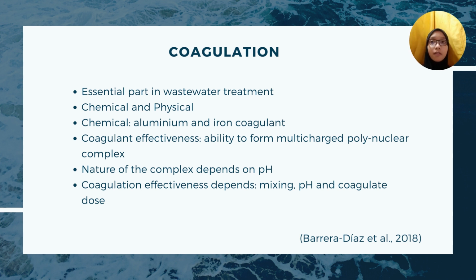It has chemical and physical coagulation. For the chemical, the one that we usually use in a factory is aluminium and iron coagulant. Coagulant effectiveness can be described as the ability to form multi-charge polynuclear complex. So the nature of the complex usually depends on the pH of the substance, and coagulation effectiveness will depend much on the mixing, pH, and coagulant dose.